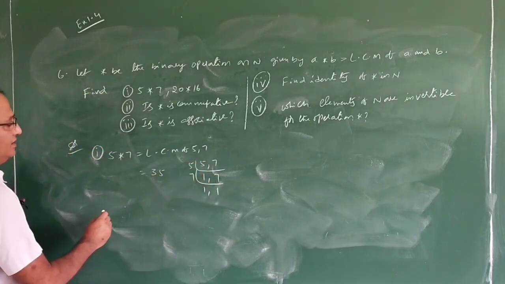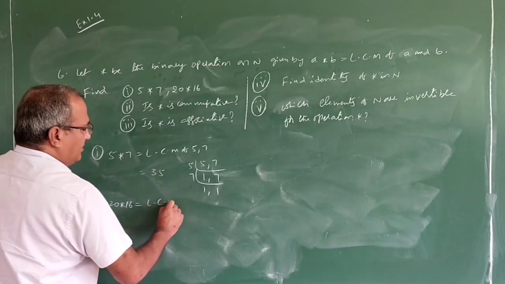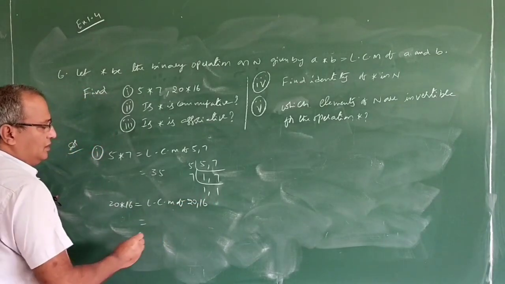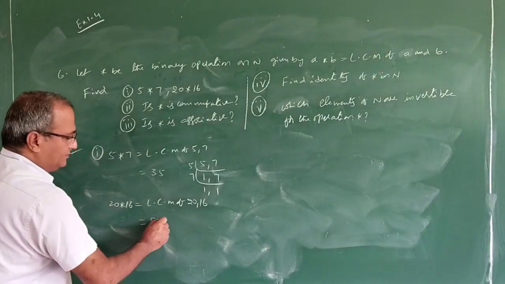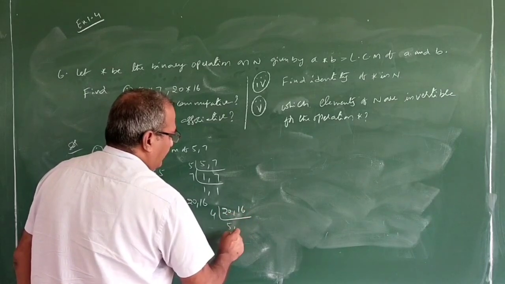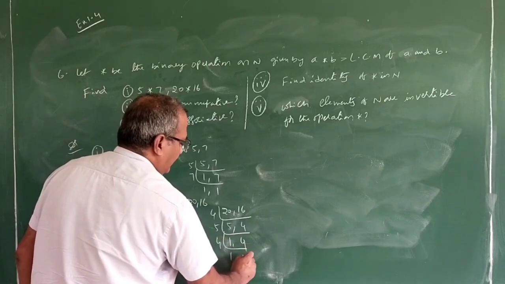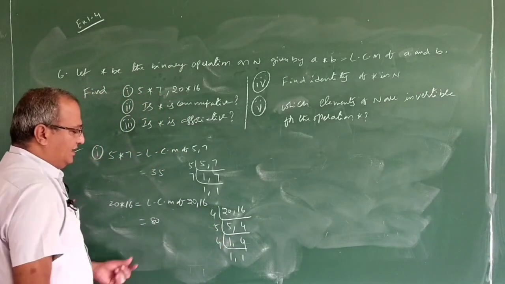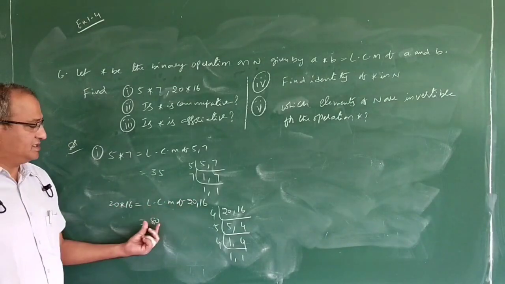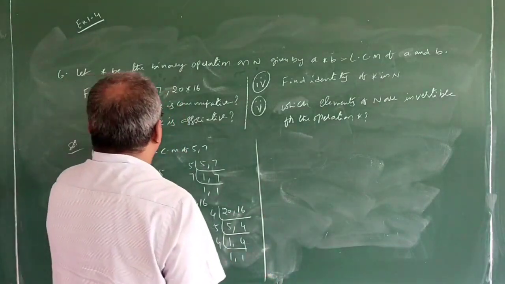Next, the second one: 20 star 16 is equal to LCM of 20 comma 16. Taking the LCM of 20 and 16, we get 80. So 20 star 16, the LCM of 20 comma 16, is 80.